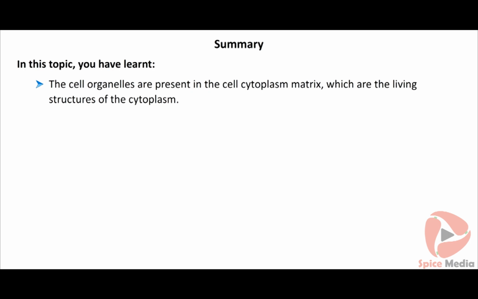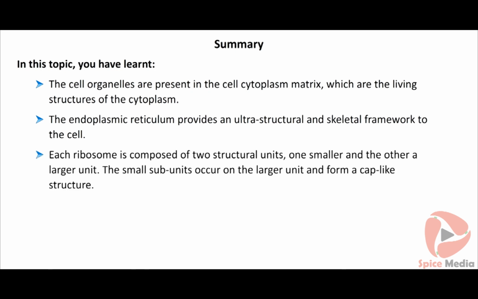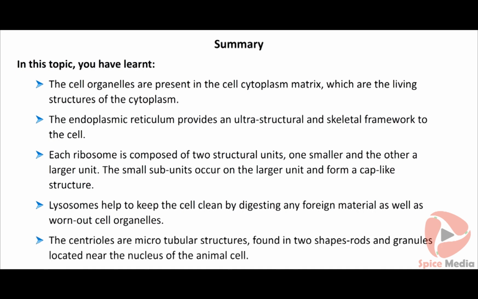In this topic, you have learned that the cell organelles are present in the cell cytoplasm matrix, which are the living structures of the cytoplasm. The endoplasmic reticulum provides an ultrastructural and skeletal framework to the cell. Each ribosome is composed of two structural units, one smaller and the other a larger unit, and the small subunits occur on the larger unit and form a cap-like structure. Lysosomes help to keep the cell clean by digesting any foreign material as well as worn-out cell organelles. The centrioles are microtubular structures found in two shapes, rods and granules, located near the nucleus of the animal cell.